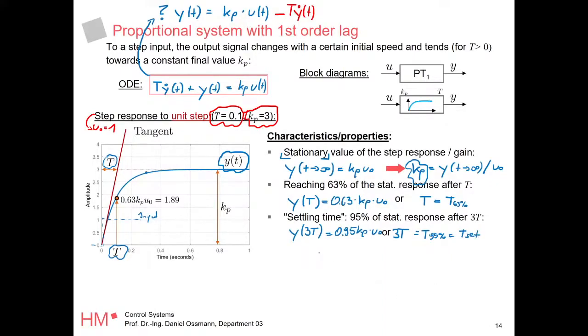T set. Okay. One side note, if you look here, a PD1 system has an initial gradient, right? So y dot of t equals 0 is not 0. And this is a specialty for the PD1 system. All higher order systems, PD2, PD3, PD4, don't have an initial gradient.